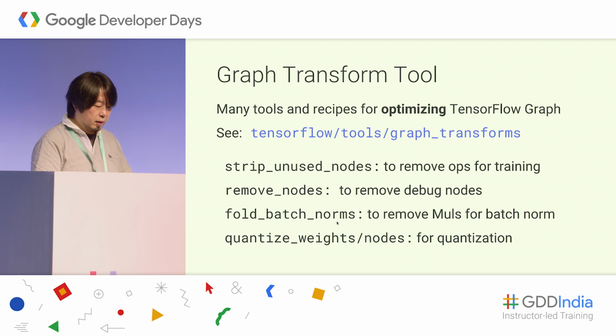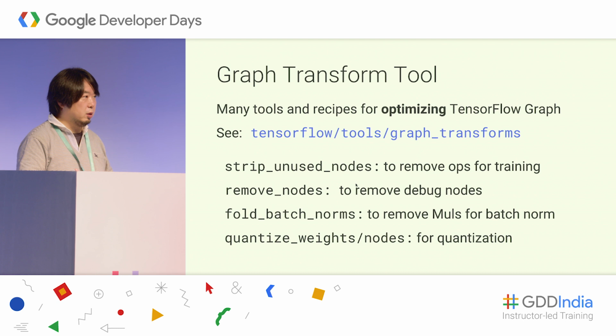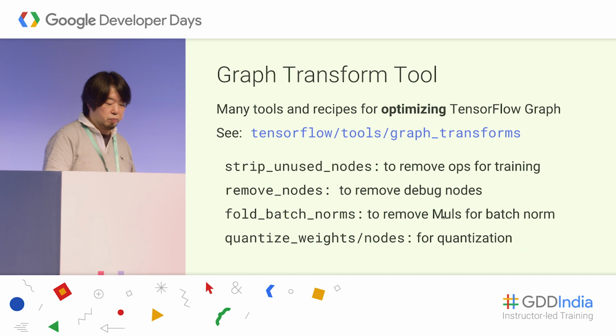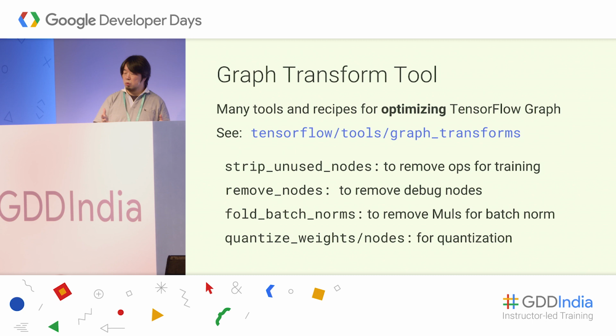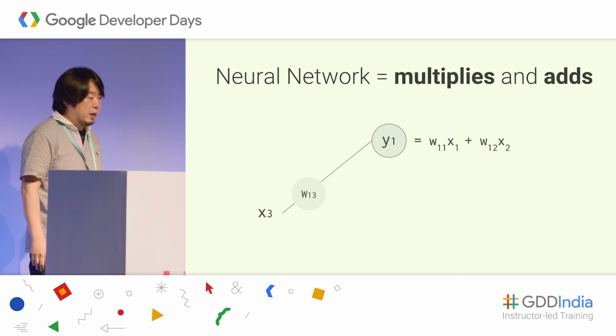Graph Transform tool is a tool provided in the TensorFlow distribution. So you can go to TensorFlow/tools/graph-transforms to look at the tools to optimize your graph for running on small devices, such as removing all the unnecessary operations for training, removing the debug nodes, removing the multiplication for batch normalization, so things you don't use for prediction or inference. And quantization. Quantization is a compression technique for your weights and biases.